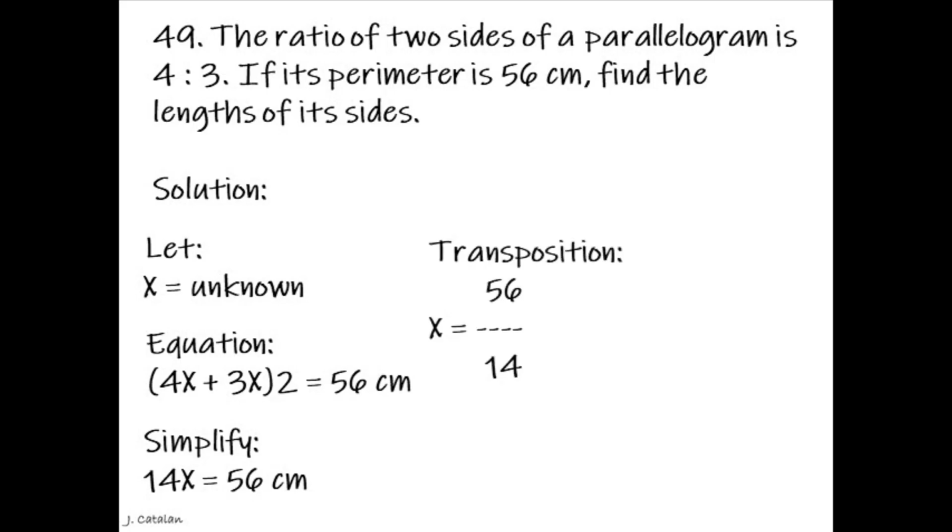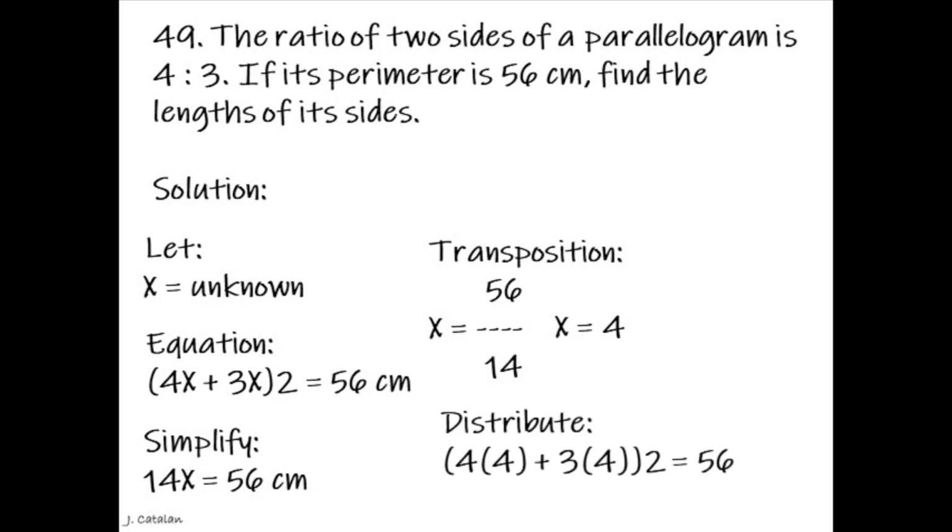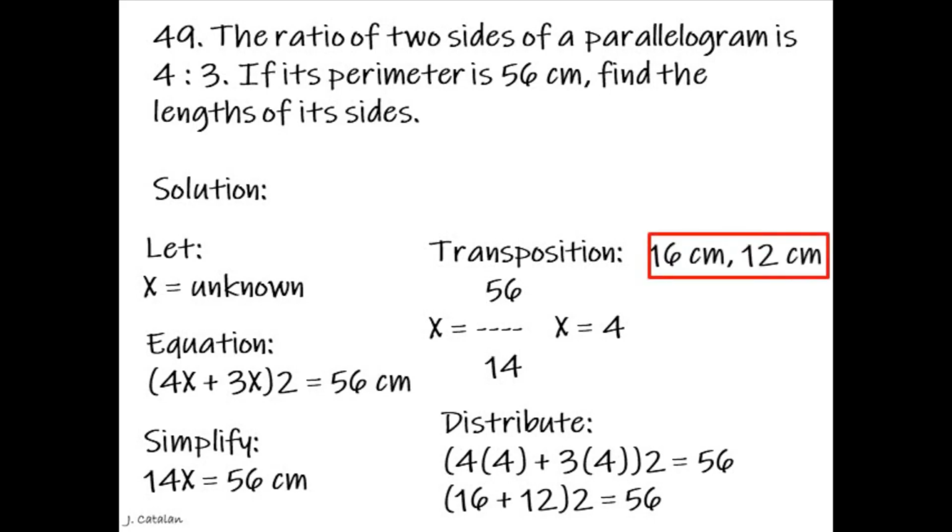Transposition. 56 divided by 14 is equal to 4. x is equal to 4. Distribute the value. The sum of 4 multiplied by 4, added by 3 multiplied by 4, the result is multiplied by 2, is equal to 56. Simplify. It will now become the sum of 16 multiplied by 2, added by 12 multiplied by 2, is equal to 56. The lengths of the sides of the parallelogram are 16 centimeters and 12 centimeters.